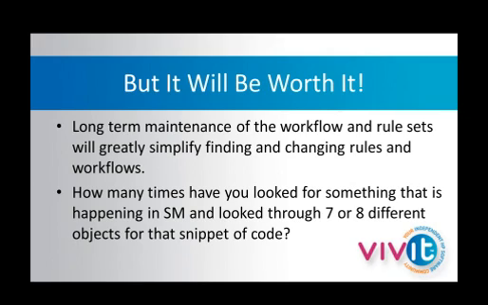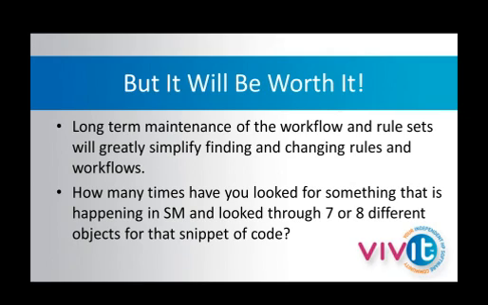So, I mean, how many times have you looked for something that's happening in Service Manager and looked through 7 or 8 different objects for that snippet of code? I mean, it happens all the time, especially if you're working on somebody else's system or you're new to a system. You're trying to find, like, when is this variable being set, or when is this wizard being fired? My goodness, this wizard's popping up and I can't figure it out. It could be a process record, or it could be a format control, or it could be one of a couple different spots in a format control, or where else could it be coming from, or where did this button come from? What state am I in? What all these different things that you have to know in order to work down through to find this code.